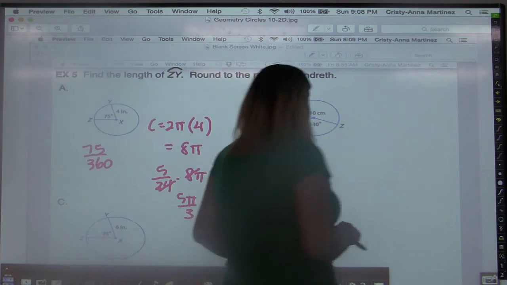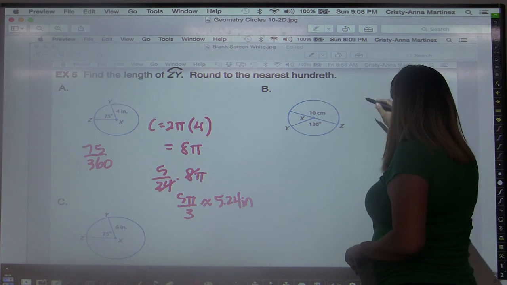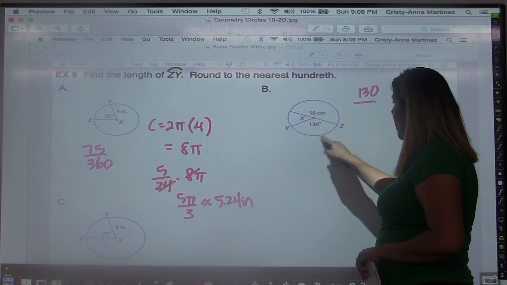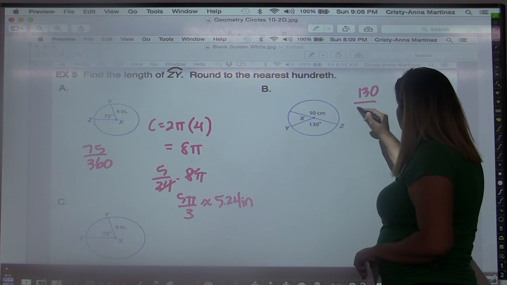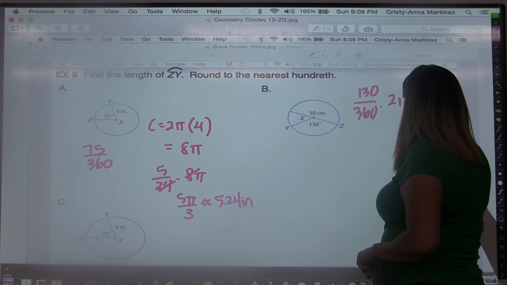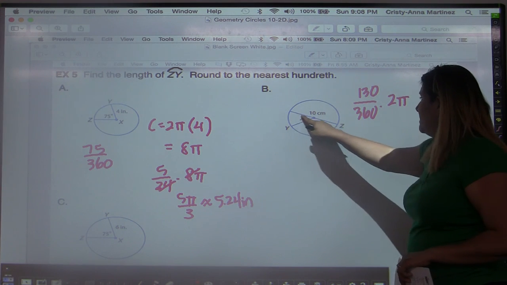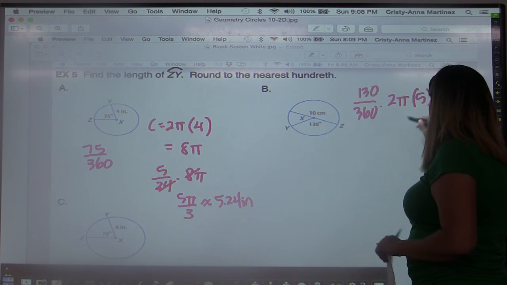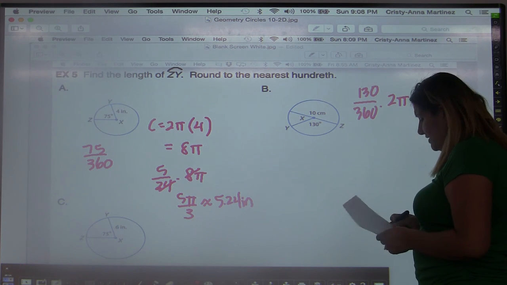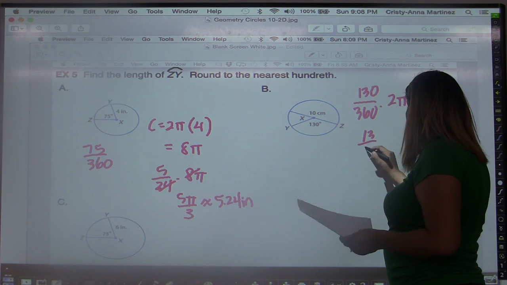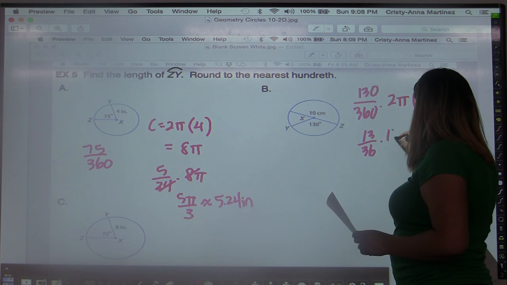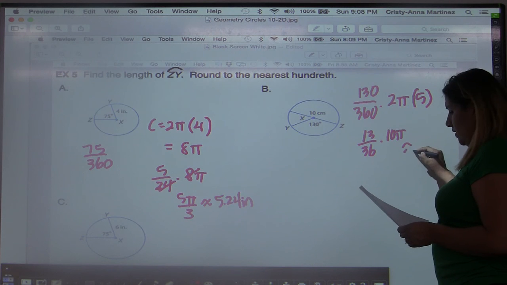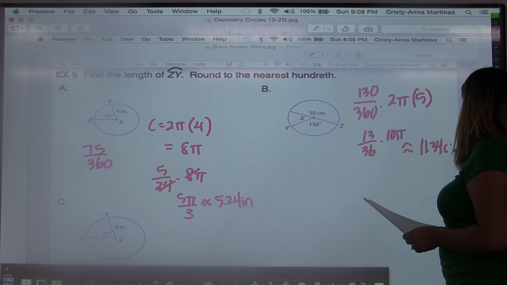Alrighty, so for this one, I do the same thing. We're going to take 130 degrees here, because they want us to find ZY, which is this piece here. So it's 130 out of 360 times 2 pi, and the diameter in this case is 10 centimeters. That means the radius is 5 centimeters because it's half of that. So you basically get 130 over 360 reduces to 13 over 36. You can just drop those zeros. And then 5 times 2 is 10 pi. So you can get the exact answer, but approximately it's going to be 11.34 centimeters.